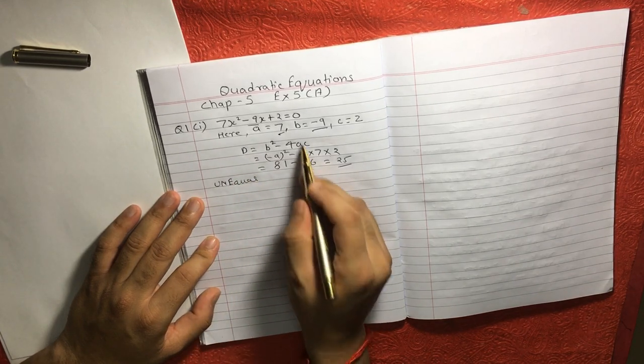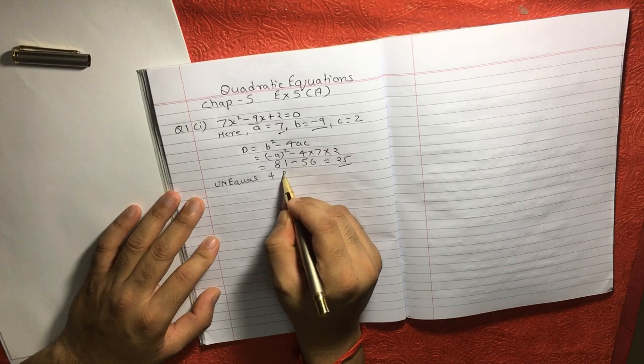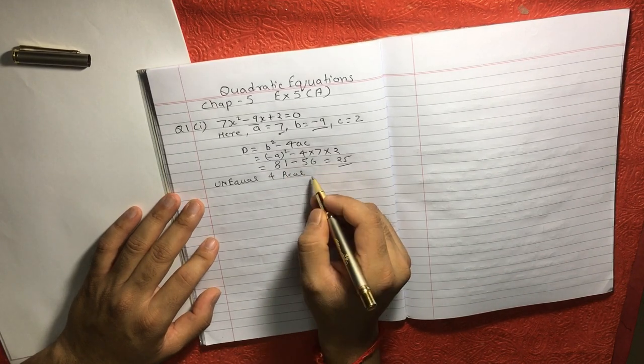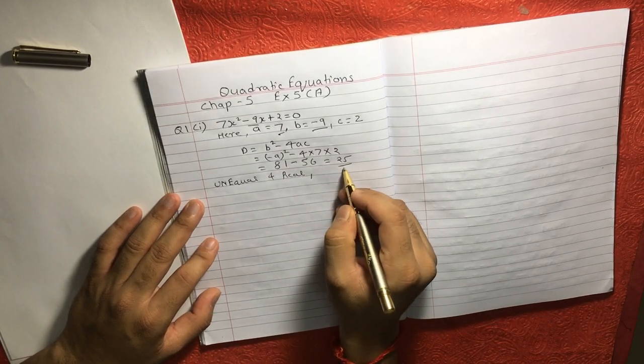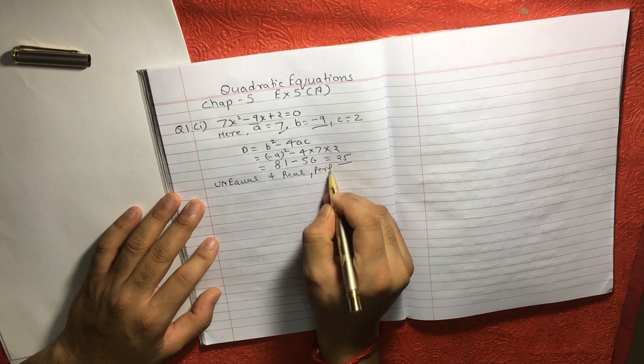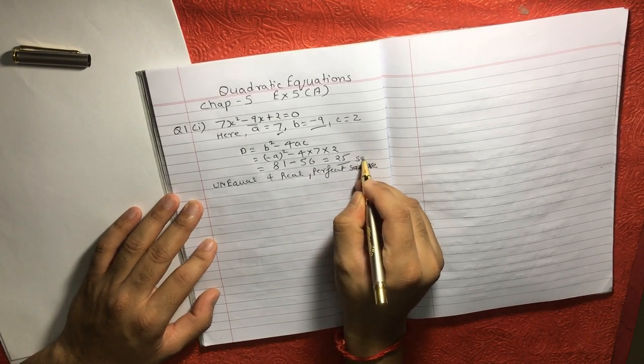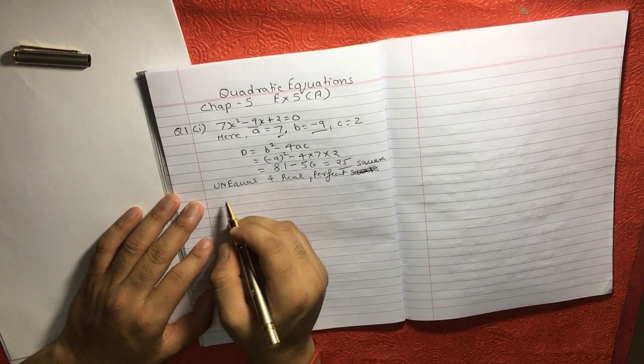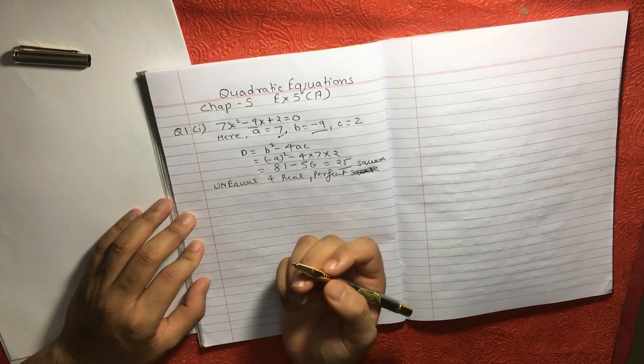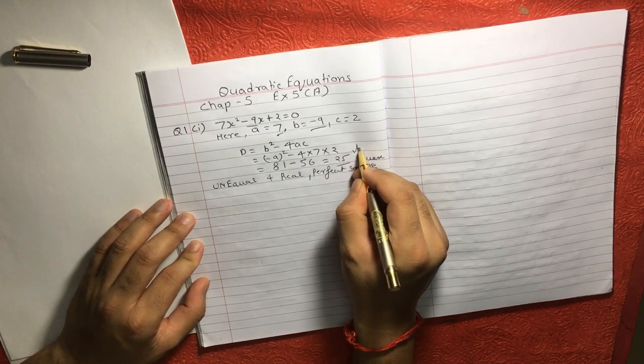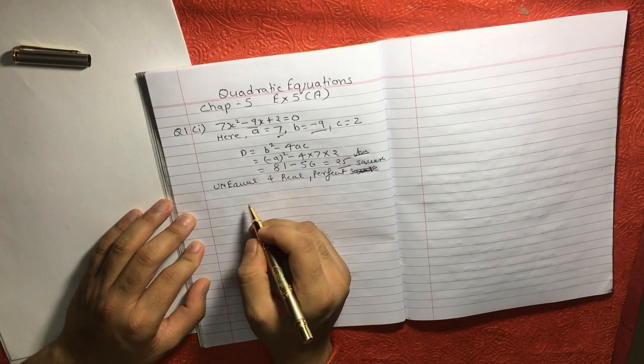And since these are the numbers, so this will be, of course, real. You can also say this is also a perfect square. S-Q-U-A-R-E. My writing is sometimes very bad. Right? So this is all about your first part.